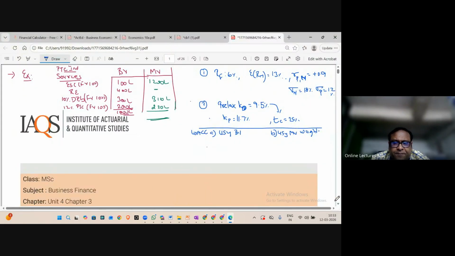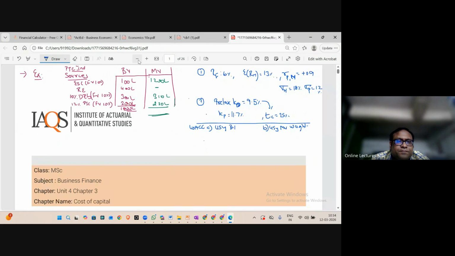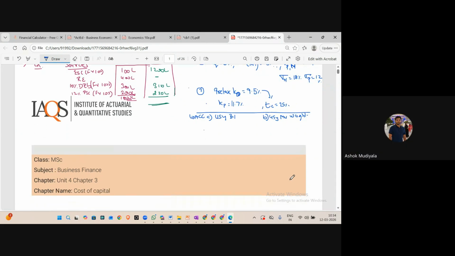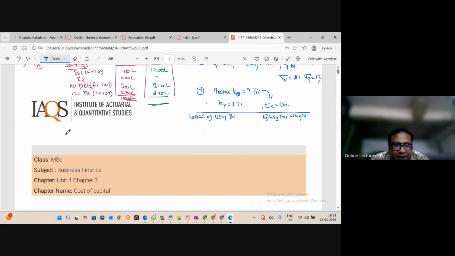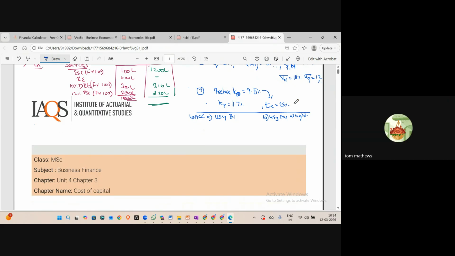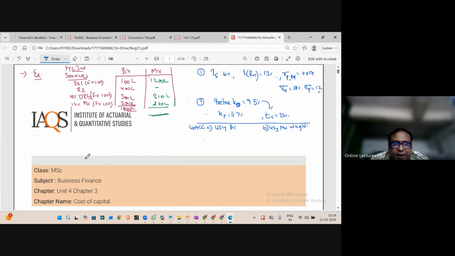Ashok, have you started? Yes, sir, trying. So first we need to find beta, right? That's what I'm doing. Lovely. So the cost of equity is around 7.15. Just let me also try. Very good.